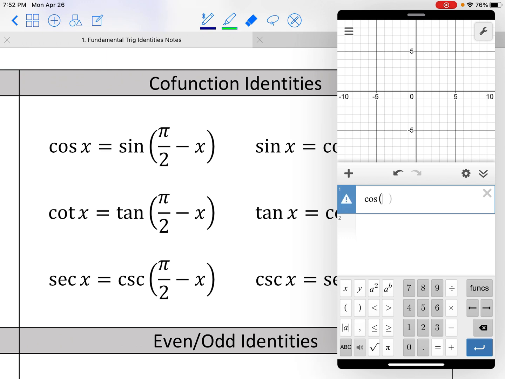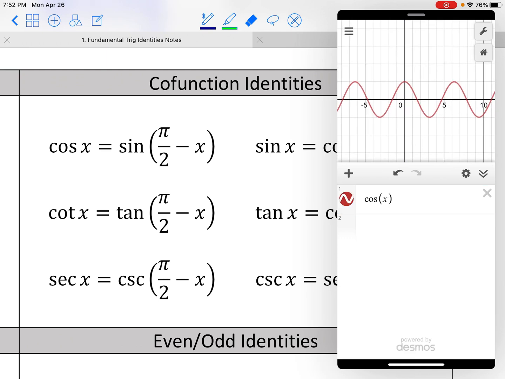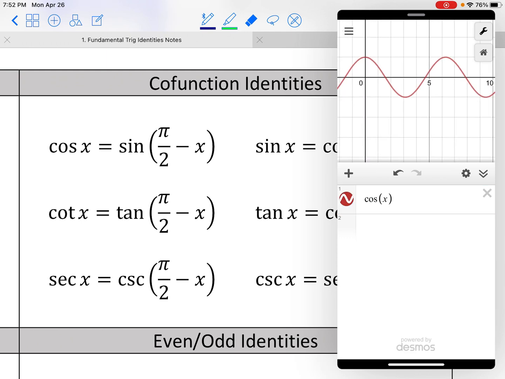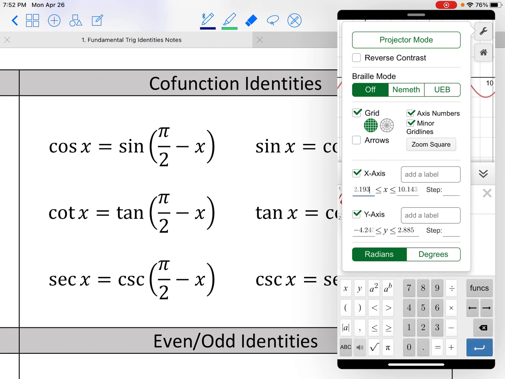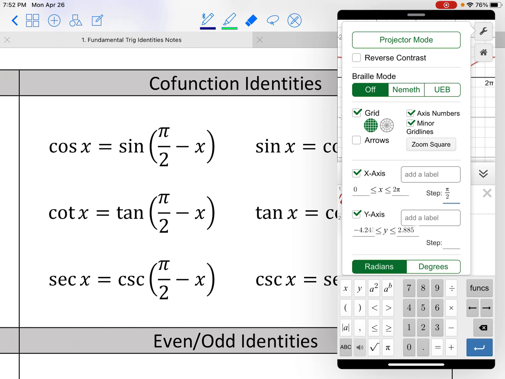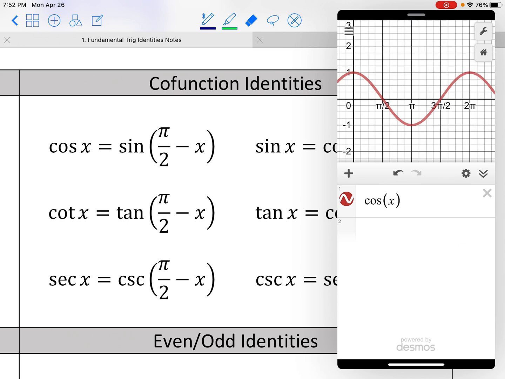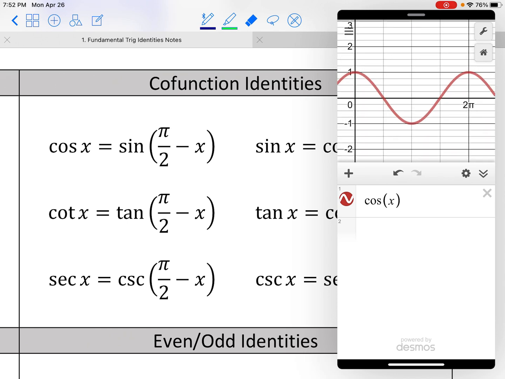we're going to see a graph that starts at its maximum there. Let's go from 0 to 2 pi, let's go by pi over 2 units, and let's go from, say, -2 to 2, so we get a nice good picture here. And that's basically what our parent cosine curve looks like over the interval from 0 to 2 pi.